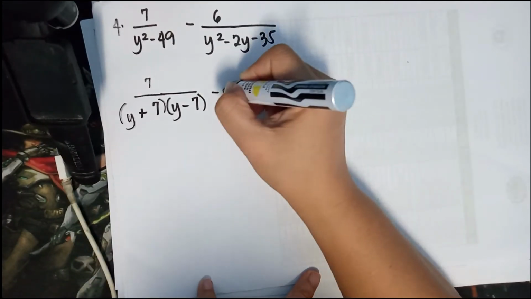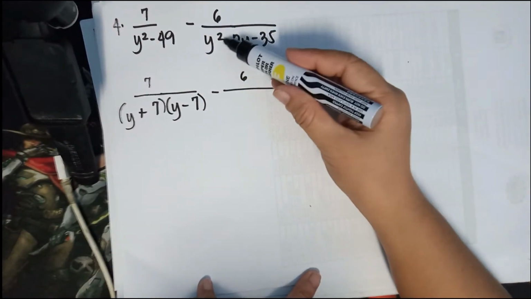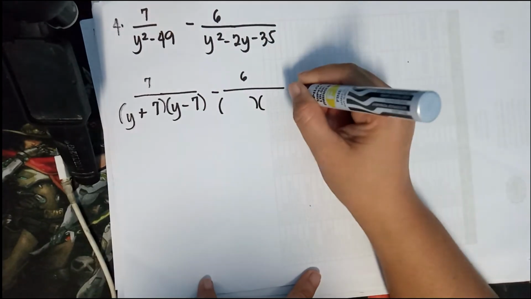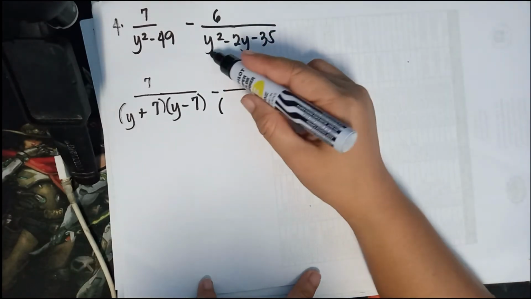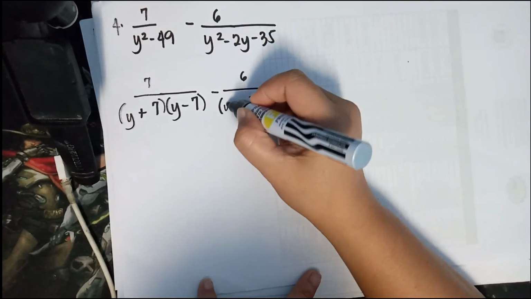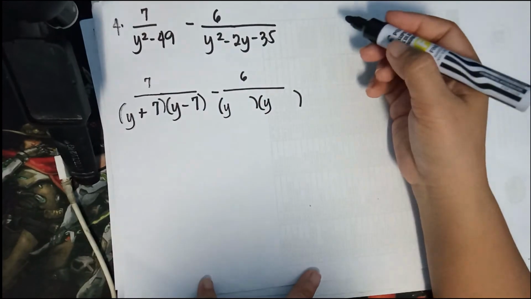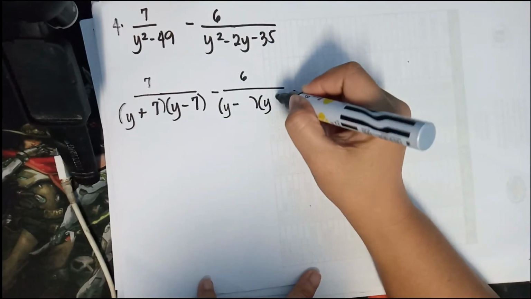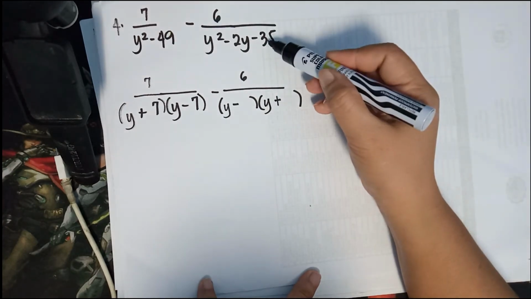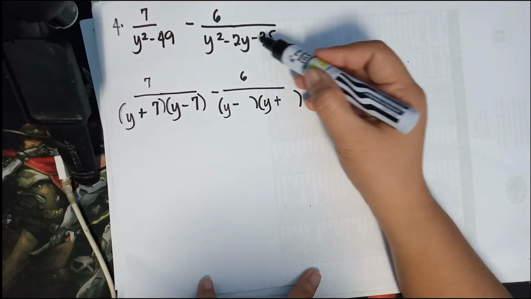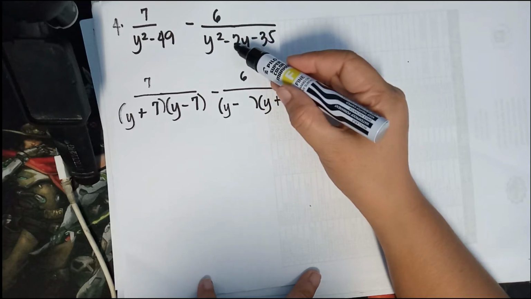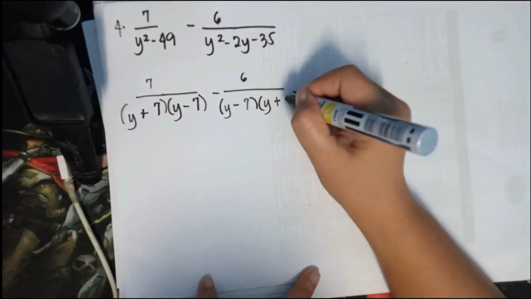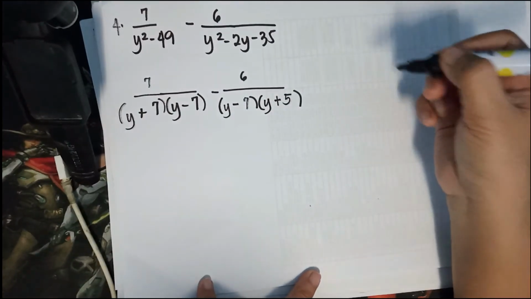Minus 6 over y squared minus 2y minus 35. Since this is a trinomial, we have two parentheses, square root of y squared, y. Next, since our last term is negative, they have different signs. What will be the factors of 35 that if you subtract, the answer is negative 2? That is negative 7 and positive 5.